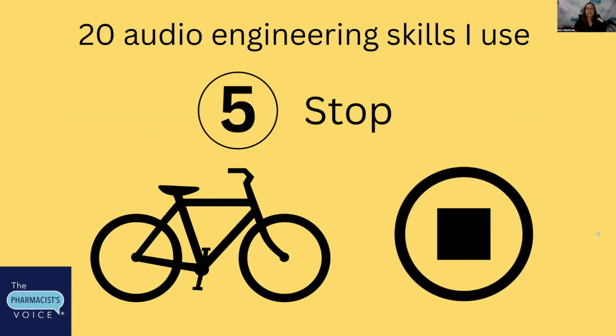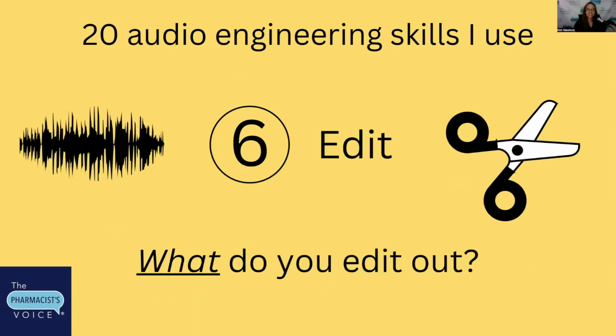Number five is stop. I needed to learn how to press stop. At first, I swear to you, I did not know how to do this. These are all things that I had to learn. Again, it's like riding a bike. You have to learn how to start and stop pretty much first.